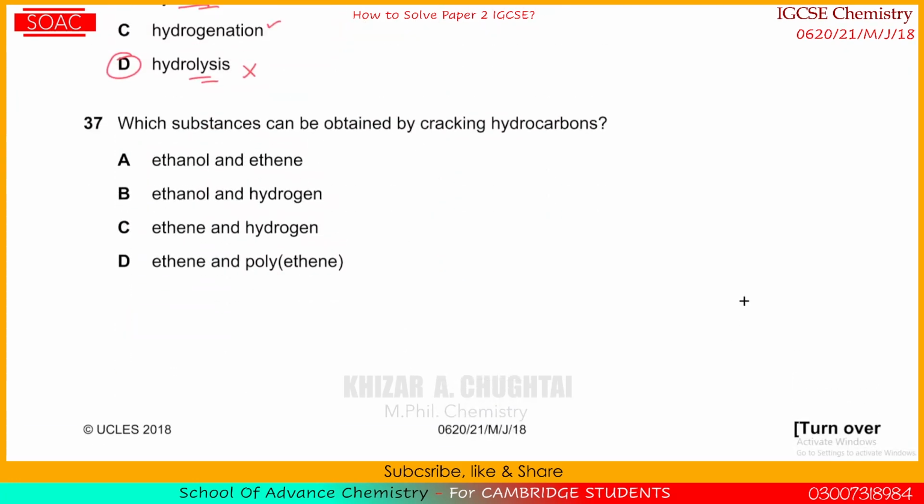37. Which substance can be obtained by cracking hydrocarbons? The smallest fragment is hydrogen. Then the next smallest is C2H4. Remember these two major points. Upon cracking of any sort of hydrocarbon, the essential products are hydrogen and ethene. C is the correct option.